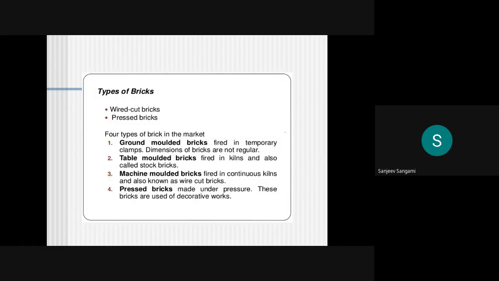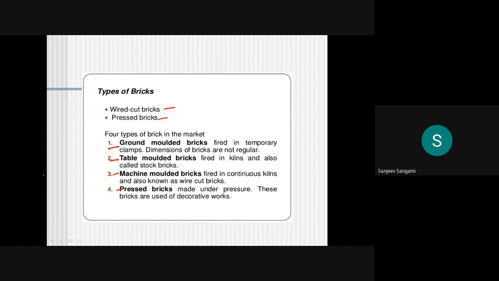The types of bricks: they are normally wire cut bricks and pressed bricks. Then again, four types of bricks are available in the markets: ground molded bricks, table molded bricks, machine molded, and pressed brick. Ground molded bricks are fired in temporary clamps. Dimensions of these bricks are not regular.